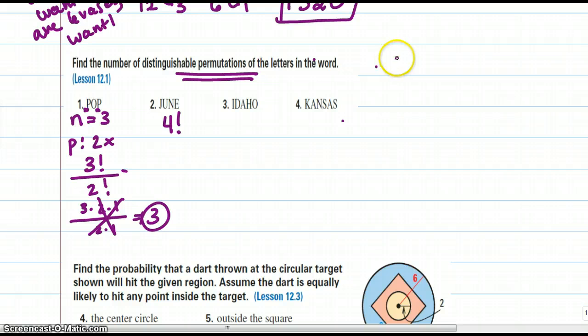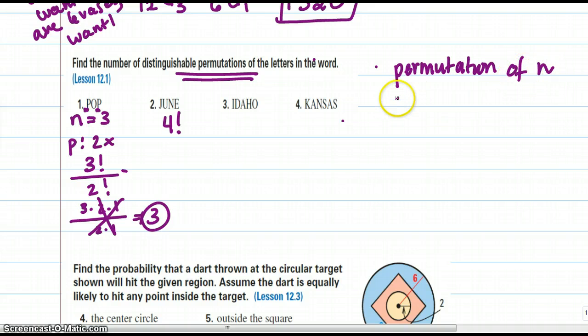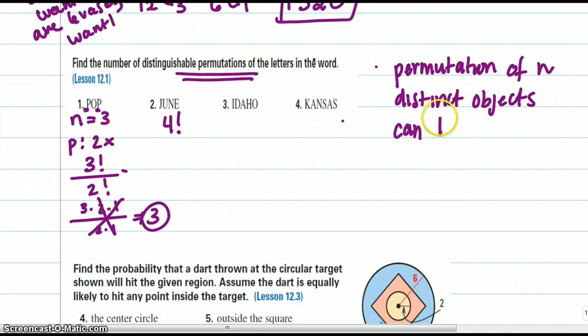Let's back up here. We talked about the definition of a permutation. We said a permutation of n distinct objects can be found by n factorial. So that's what we're doing here. We have 4 distinct letters, and we're just wondering all the different ways we can arrange them. So that's 4 factorial. Similar for Idaho, there's no repeating letters, but there are 5 letters.